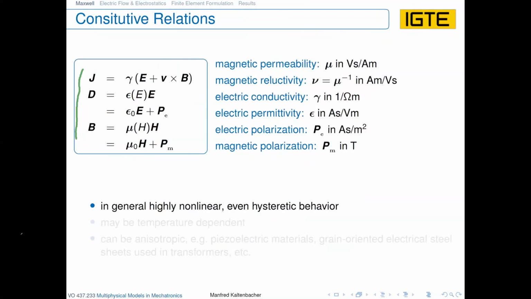And further on, we can have here the temperature dependency, which is mainly the case for gamma. Gamma heavily depends on the temperature, and that will be also a case we will be investigating when we couple the electric flow equation with the thermal heat equation.